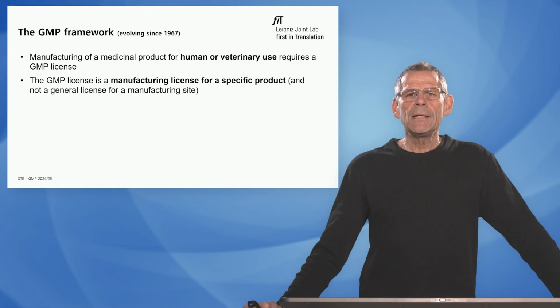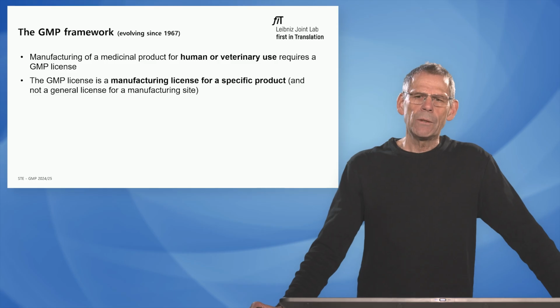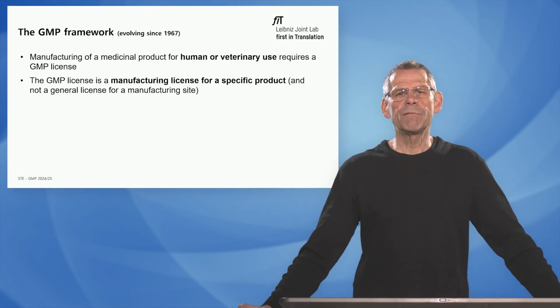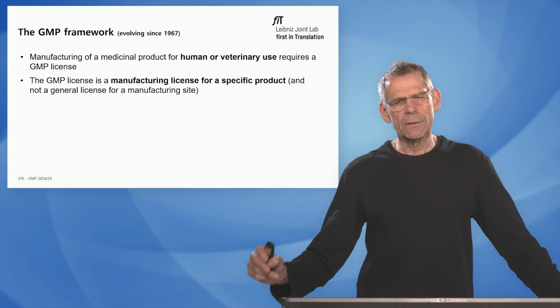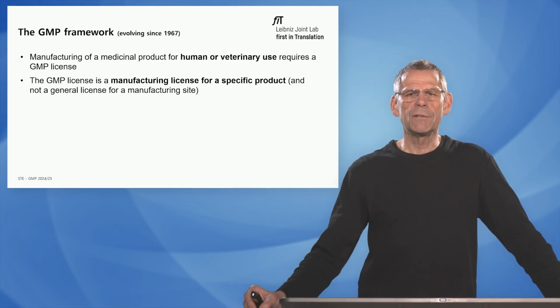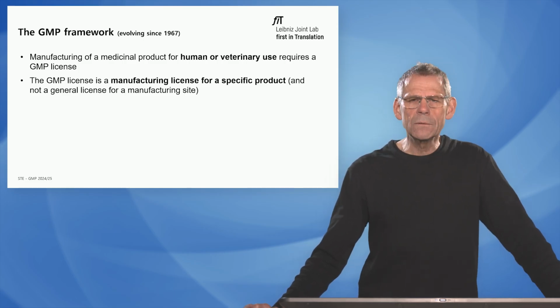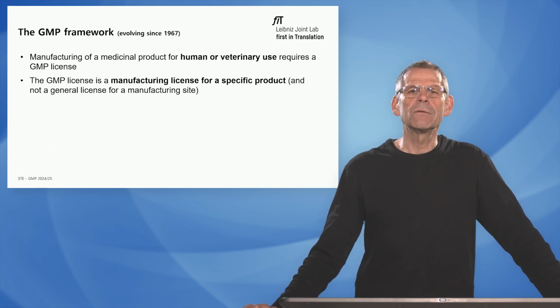You need to have a GMP license, and a GMP license is product specific. You will not receive a GMP license as a general license to manufacture every product you would like at a manufacturing site. It's only for a specific product you get the license to manufacture it, according to the GMP rules and all the documentation and work you have done on this specific product.